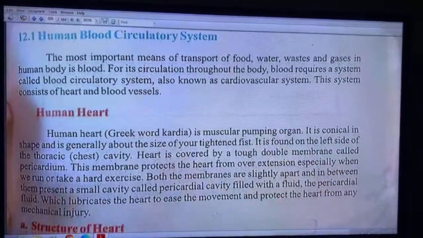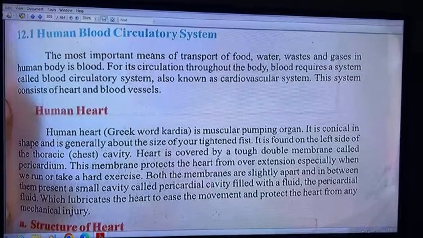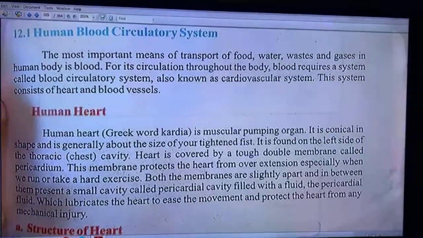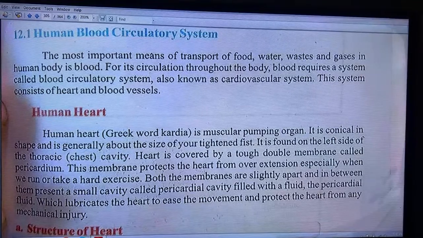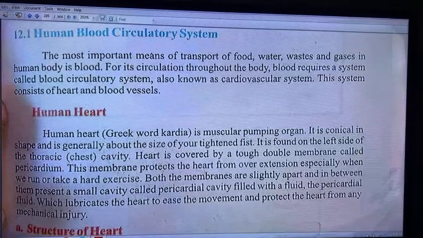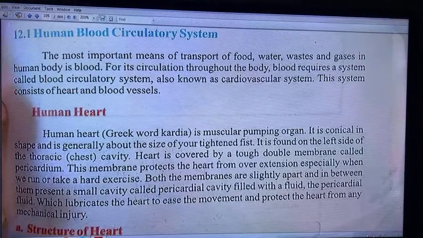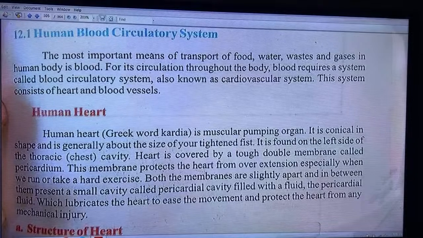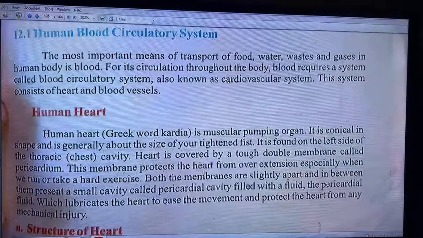Human blood circulatory system. The most important means of transport of food, water, waste, and gases in the human body is blood. For its circulation throughout the body, blood requires a system called the blood circulatory system, also known as the cardiovascular system. This system consists of the heart and blood vessels.